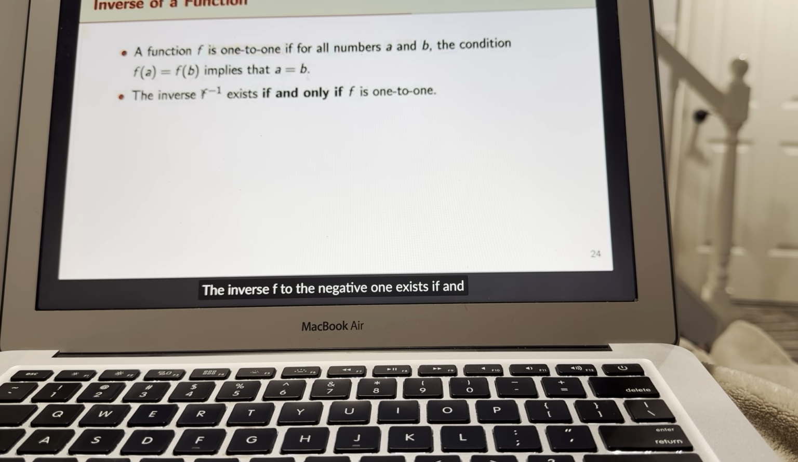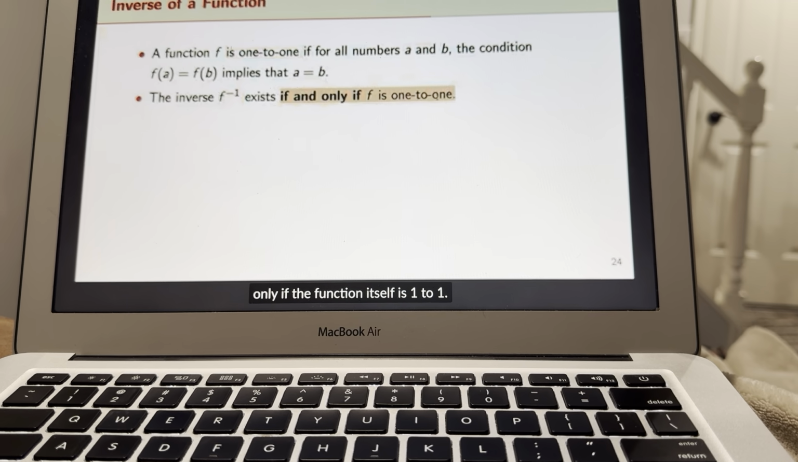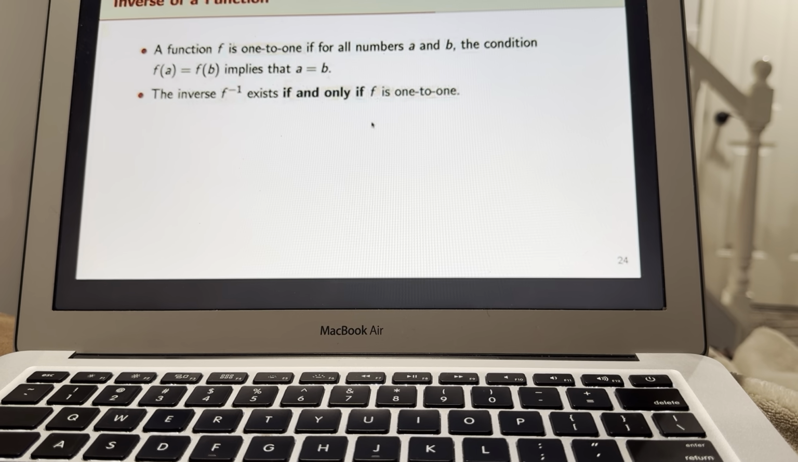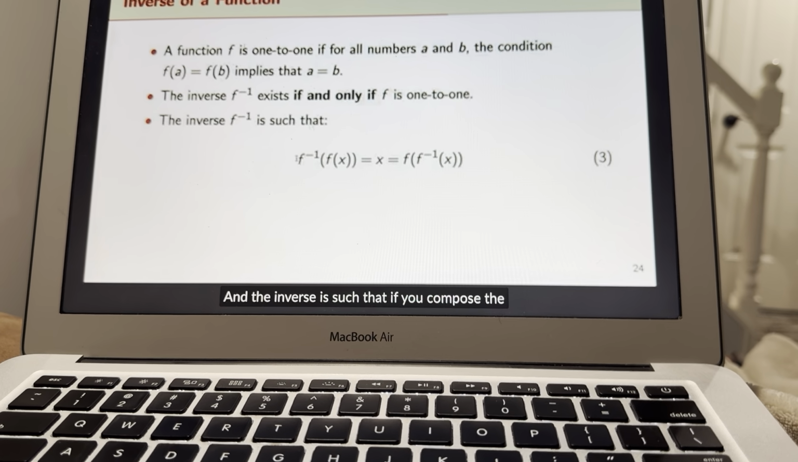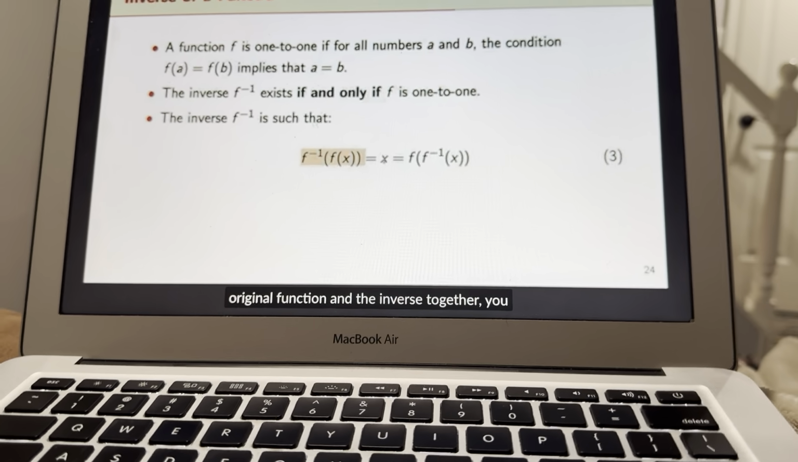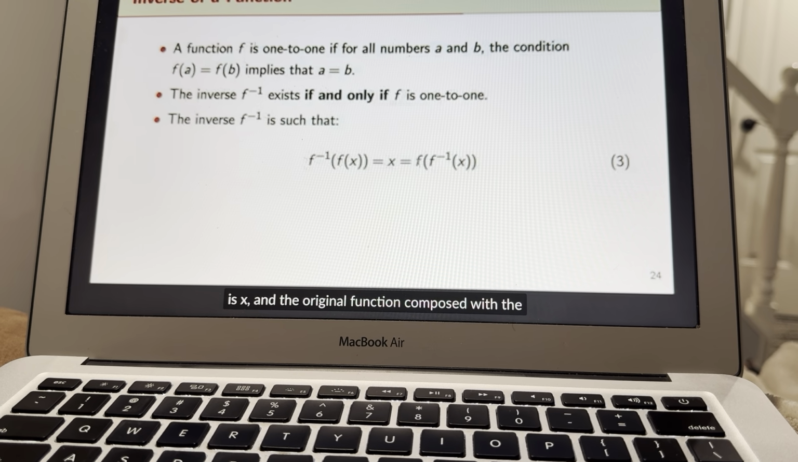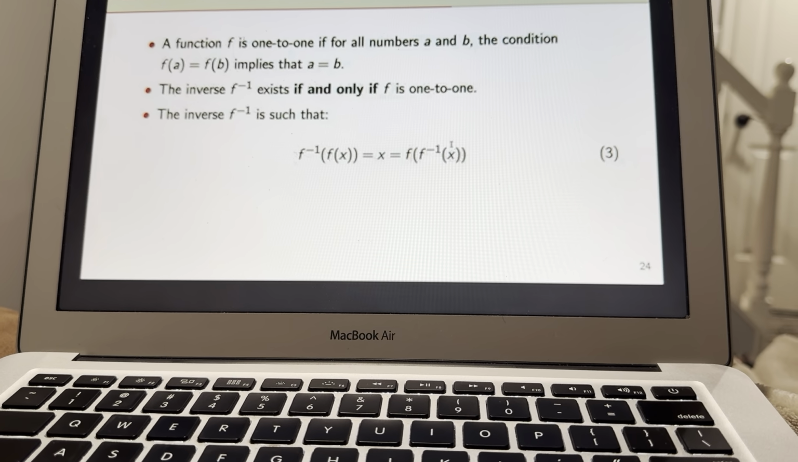The inverse, f to the negative 1, exists if and only if the function itself is 1-to-1. And the inverse is such that if you compose the original function and the inverse together, you get back the argument x. And it doesn't matter what order you do it in. So the inverse composed with f is x, and the original function composed with the inverse here on the right is also x.